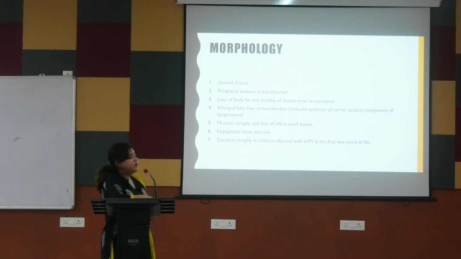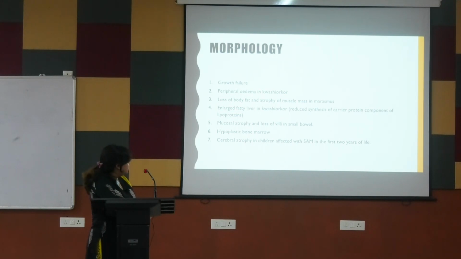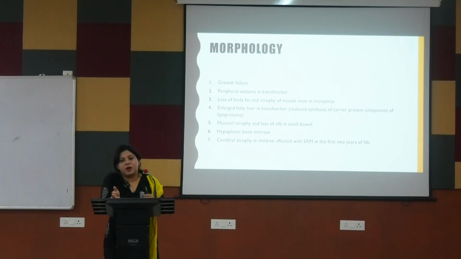So there is growth failure, of course. Growth retardation will be there. Peripheral edema in kwashiorkor, loss of body fat and atrophy of muscle mass in marasmus. Enlarged fatty liver in kwashiorkor because of the reduced synthesis of carrier protein. Mucosal atrophy and loss of villi in the small bowel. I have explained this. Hypoplastic bone marrow. Of course, the bone marrow.